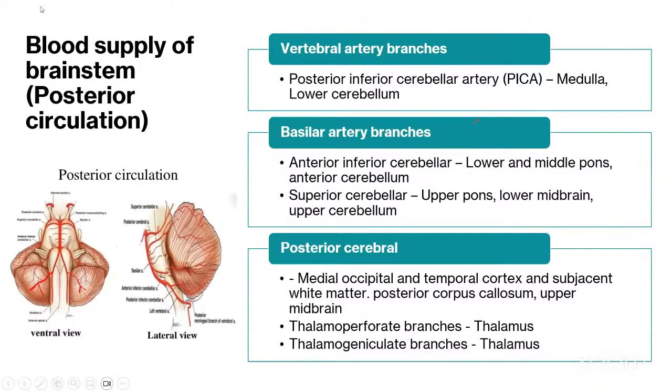And blood supply to the brainstem. Mainly here I'm discussing only the posterior circulation. So two vertebral arteries join to form the basilar artery. Basilar artery ends as the posterior cerebral artery, and in between it gives branches. The vertebral artery itself gives a branch called the posterior inferior cerebellar artery, which supplies the medulla and lower cerebellum.